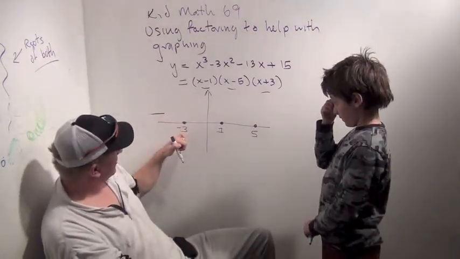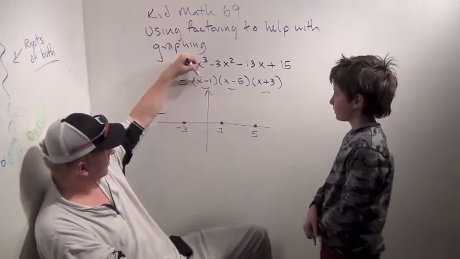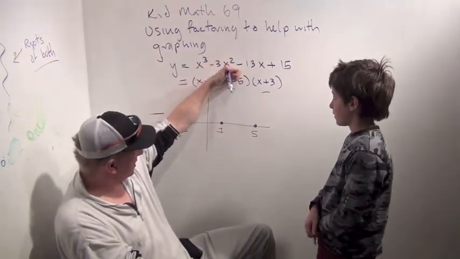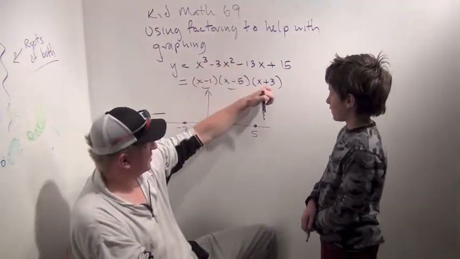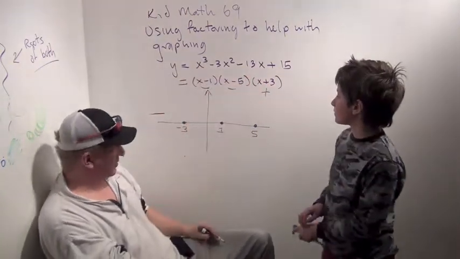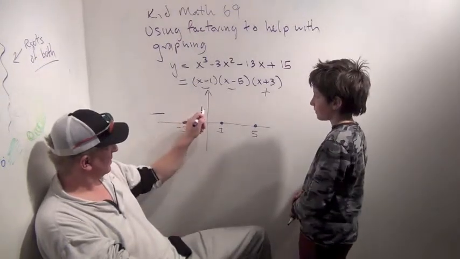Let's check a number in between minus 3 and 1. What would you like to pick? 0. Okay, so I get 0 minus 1, which is? Negative. 0 minus 5, which is? Negative. 0 plus 3? Positive. Okay, so I get a negative times a negative times a positive. What's that? It's a positive. And here it's positive.